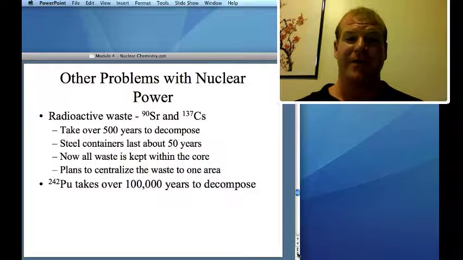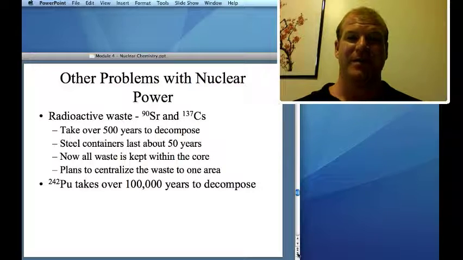So some problems with nuclear power: it's the waste. A nuclear power plant is going to generate something about the size of a compact car of nuclear waste, which is really radioactive, and it's really hot. Like, it's literally temperature-wise hot. And it takes about 5 years or so to cool down so it can be reused. But there are some wastes that can't be reused, like strontium-90 and cesium-137. These are relatively toxic. They take about 500 years to decompose. Problem is, a steel container lasts about 50.